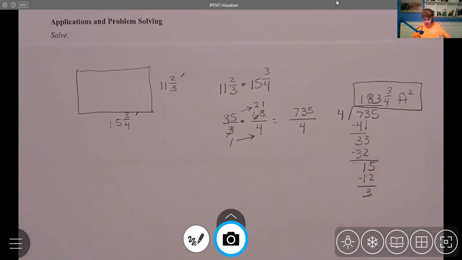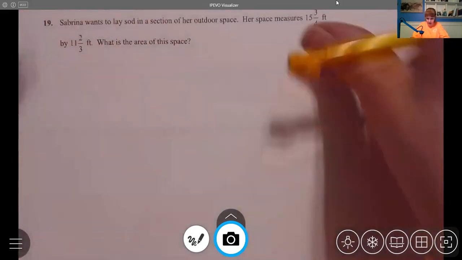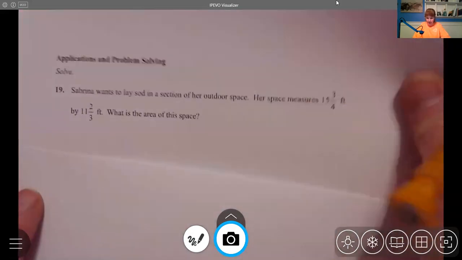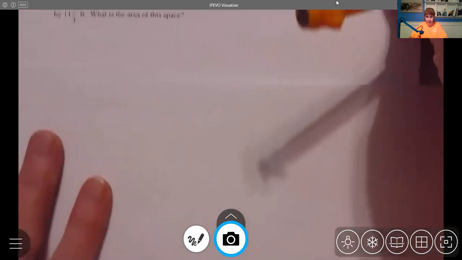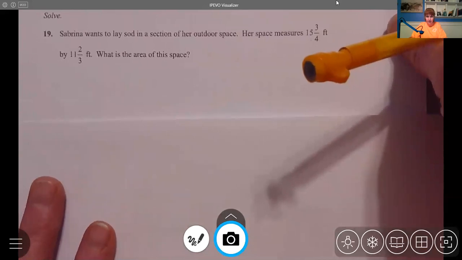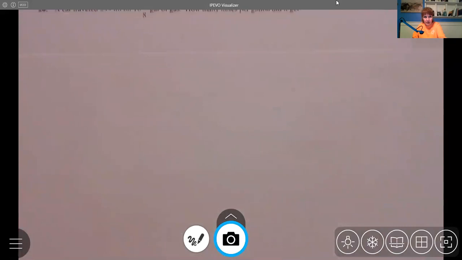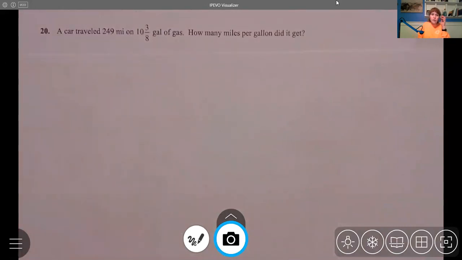All right, oh, good. Let's look at the next one. Our next story problem, and then we'll look at our last section, 4.8. All right, Sabrina wants to lay, same one we just did. We will at least do a different one. All right, a car traveled 249 miles on 3 3/8 gallons of gas. How many miles per gallon did it get?